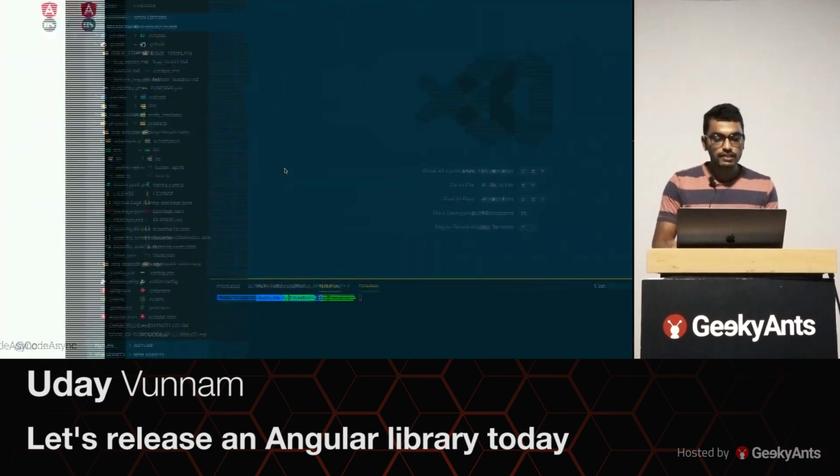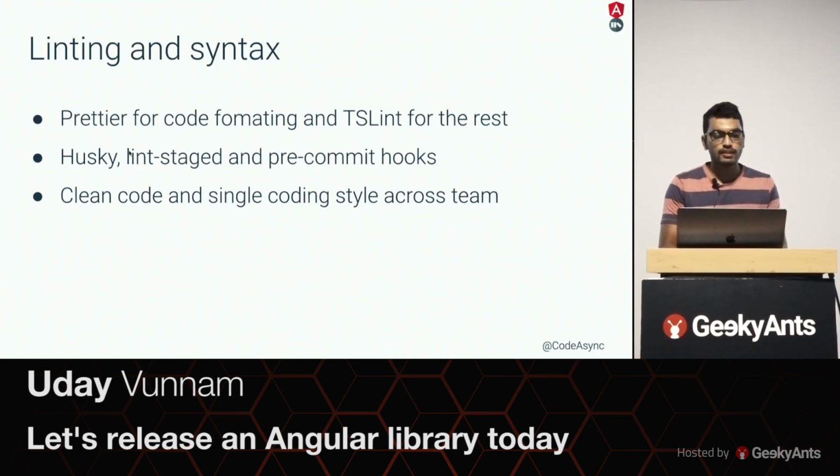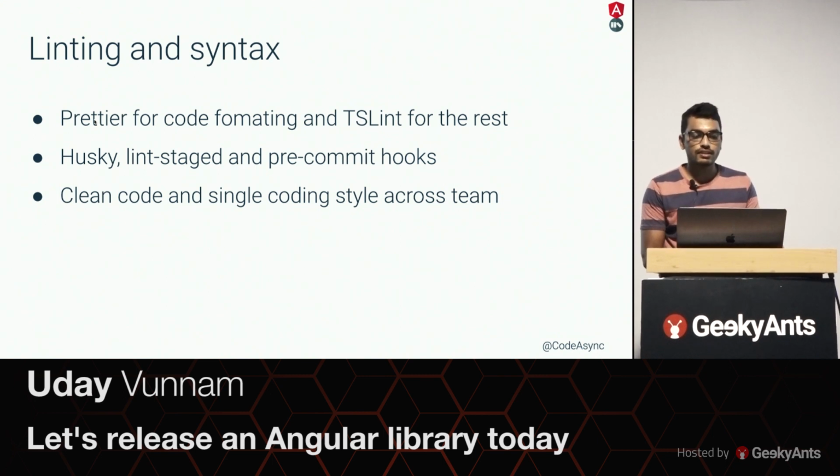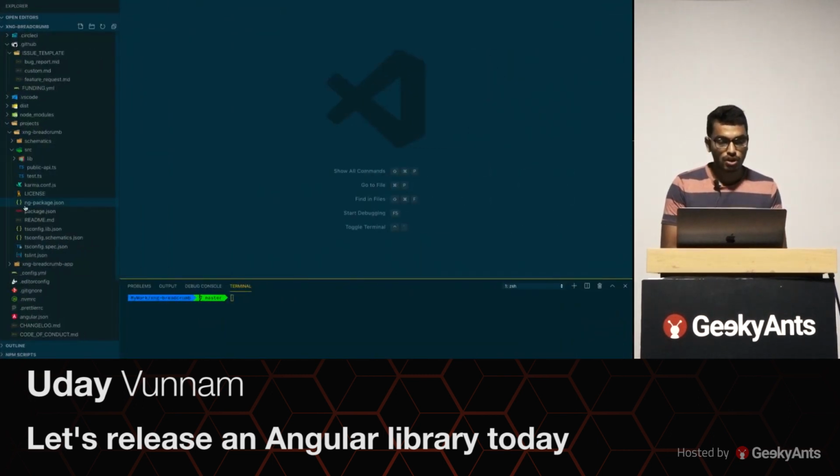For that you can use Husky. Prettier is the one that gives very good styling, and we have TSLint, provided by default by Angular, to check against some of the common rules. And you can use Husky and lint-staged and some pre-commit hooks, so that before the code goes into your Git repo, it follows the common syntax. So how would you do it?